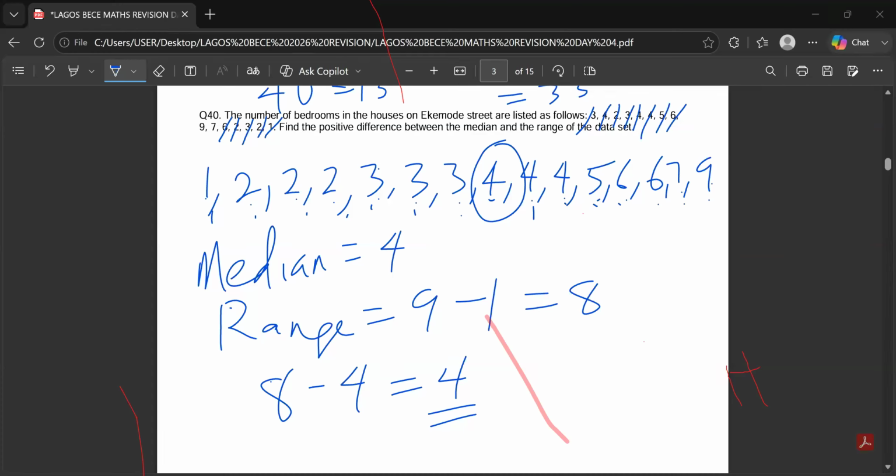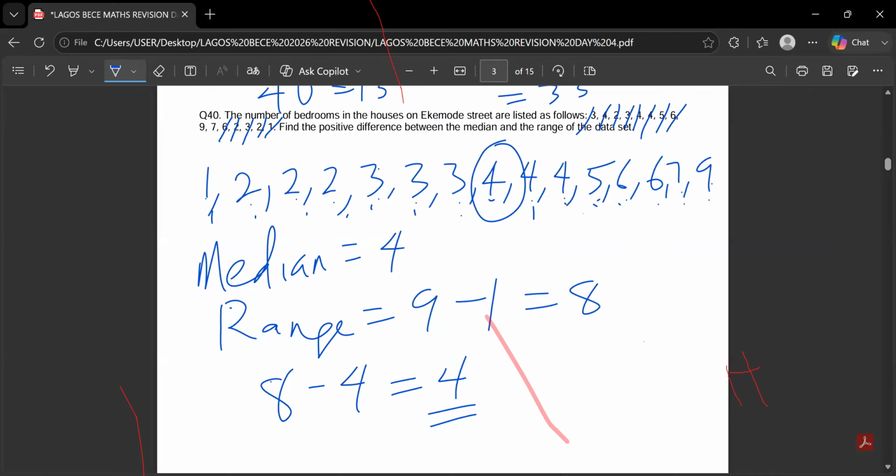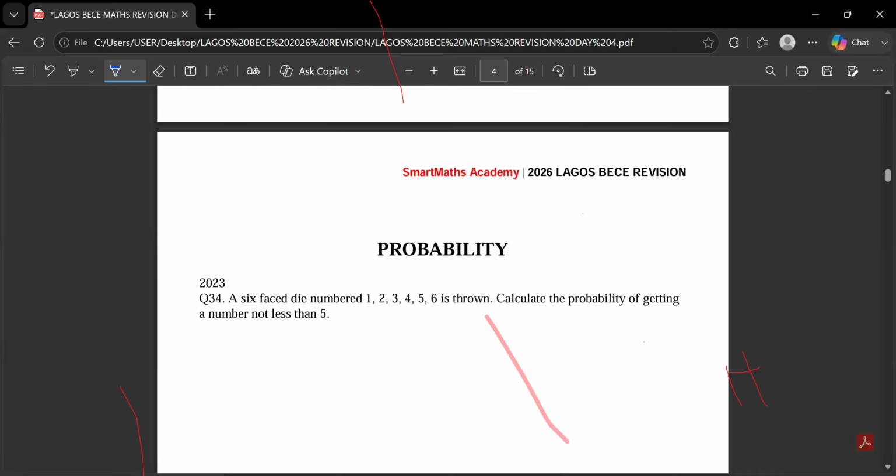Monthly. So that's okay. So we go to the next one. The next one is on probability.